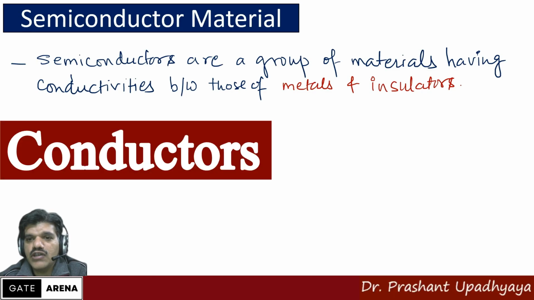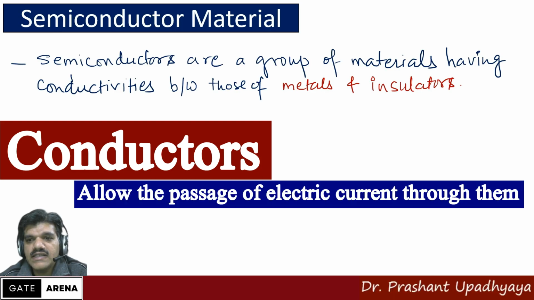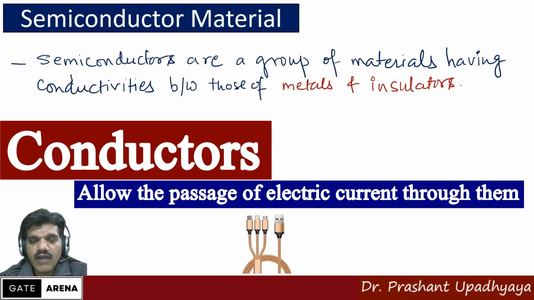On the other hand, when we talk about metals or conductors, we say that conductors are those substances which allow the passage of an electric current easily through them. For example, when you use your mobile phone cables or the electric wires in your home, it is a copper wire. So we can say that copper is the metal which is used to carry the electric current.